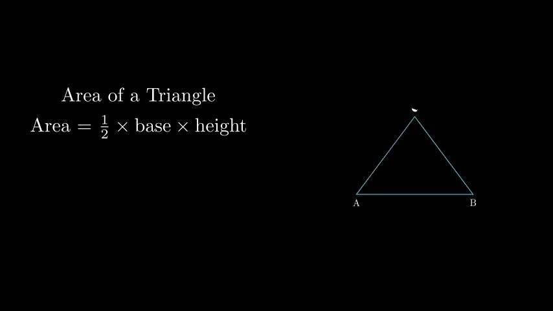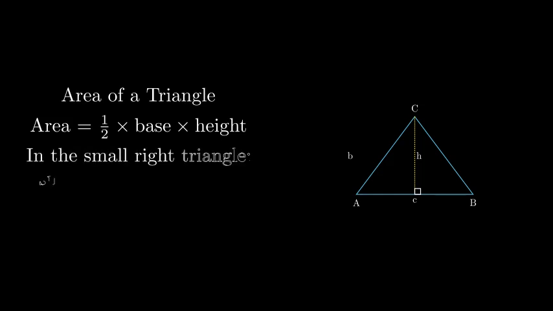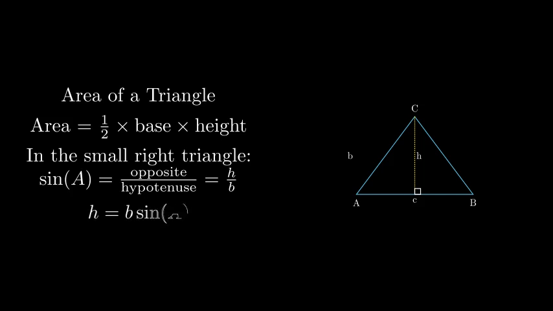Now, consider a triangle with base c. Let's draw the height h from vertex C down to the base. This creates a small right triangle on the left. In this right triangle, the sine of angle A is the opposite side, h, divided by the hypotenuse, b. If we rearrange this equation to solve for h, we get h equals b times the sine of A.